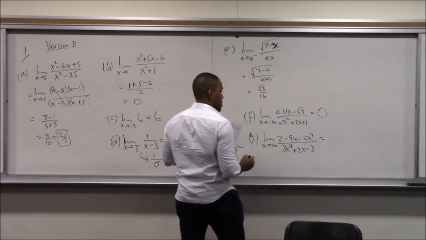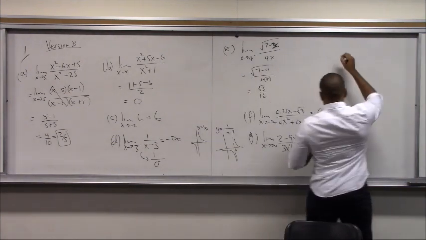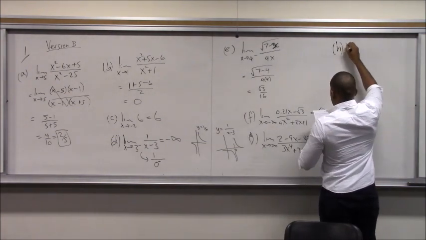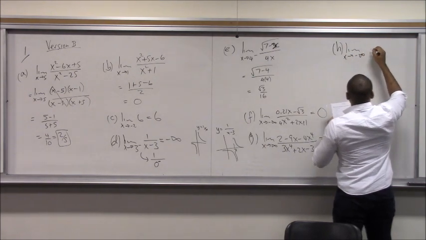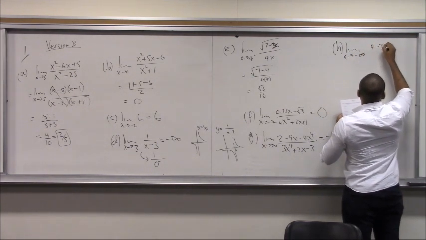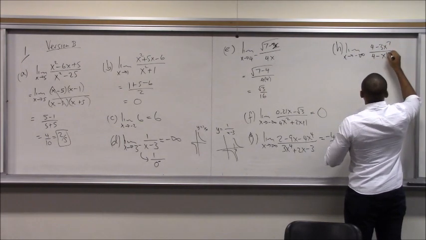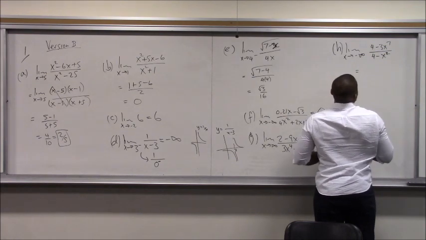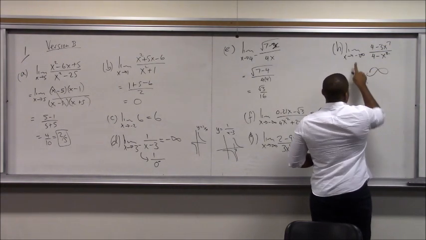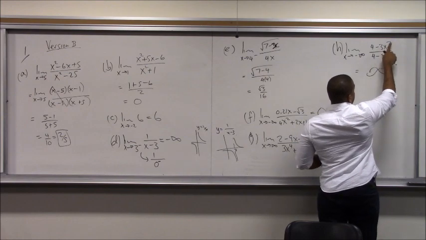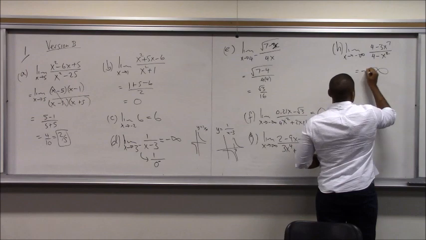What is that? Negative 4 over 3. Ratio of leading coefficients. 4 minus 3x to the 7th over 4 minus x squared. Infinity. Well, we know it's infinity, but what does the sign tell us? It's going to negative infinity, so the x to the 7th is negative times a negative, so the top is a positive, divided by a negative, so it's negative.